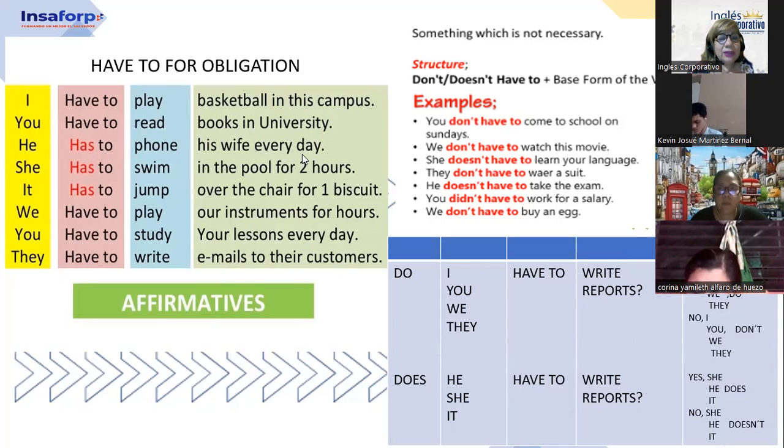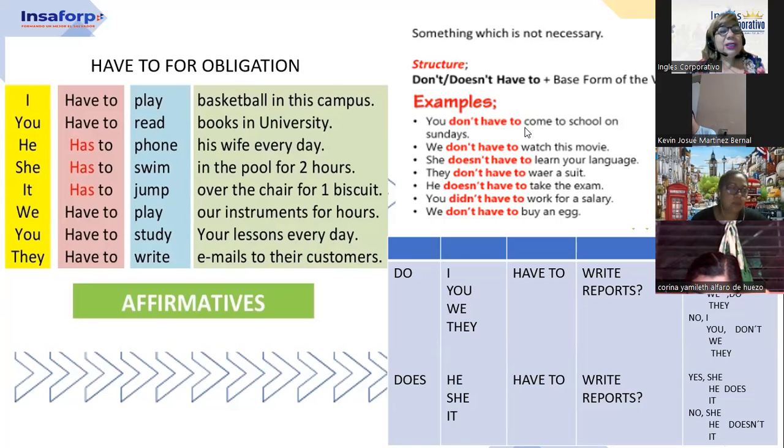He has to phone his wife every day. It's an obligation to phone his wife, okay? It's not for love. And she has to swim in the pool for 2 hours also because it's the schedule that she has to practice. He has to jump over the chair for 1 biscuit because the biscuit is very high. We have to play our instrument for hours because it's a good idea that you practice your instrument, so you have to do it. You have to study your lesson every day, okay? If you don't do it, you don't learn. They have to write emails to the customers because it's part of the job.